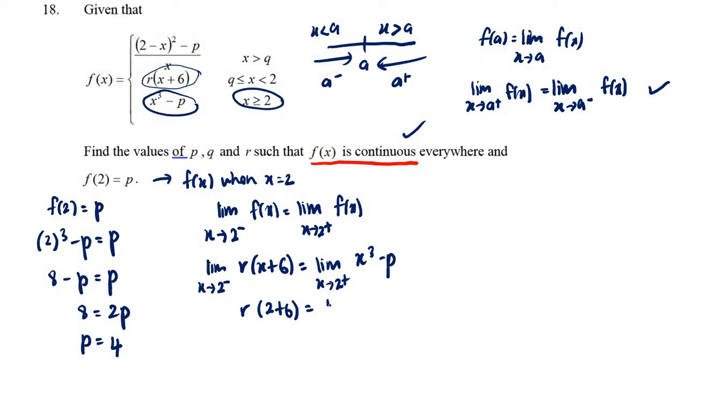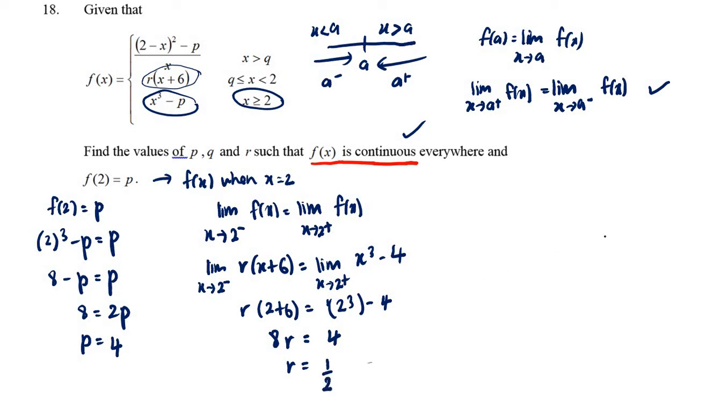Okay, so substitute the value 2. So we are going to have 2 cubed minus p, which we already got earlier, so minus 4 over here. Alright, so we have over here 8r equals to 8 minus 4, that is 4, and r is equal to 1 over 2. So we can simplify that.